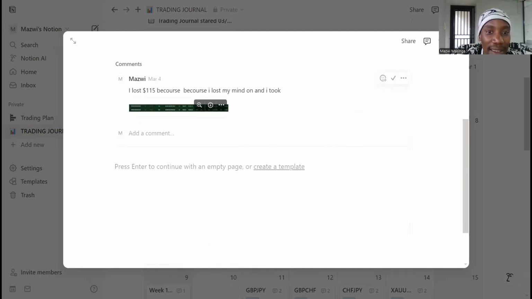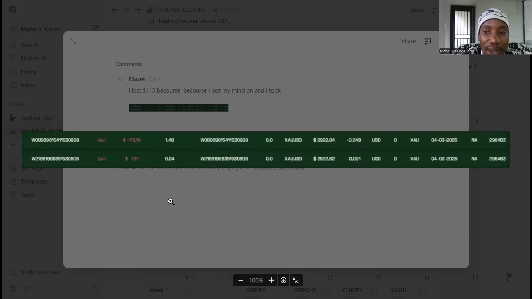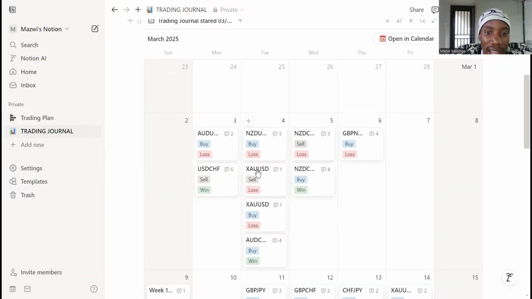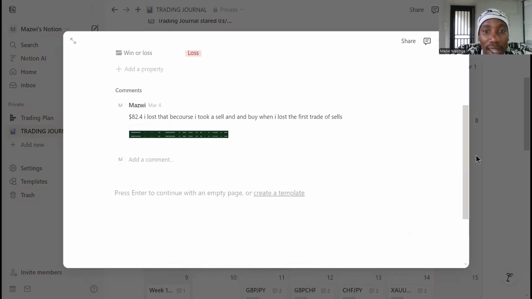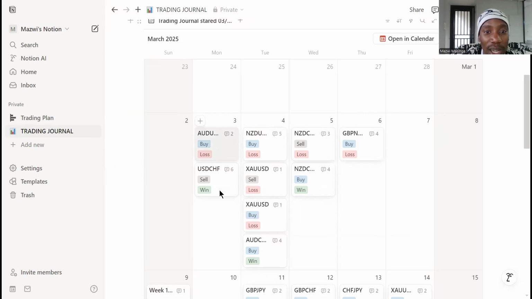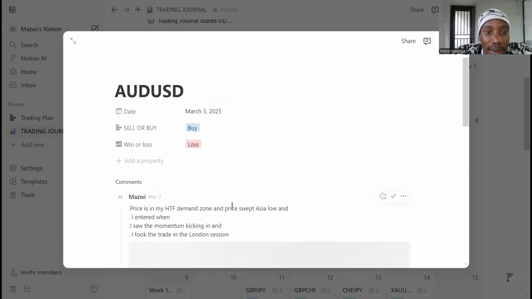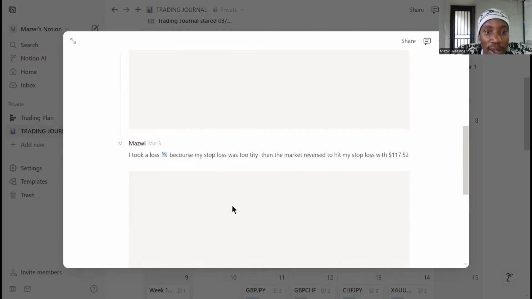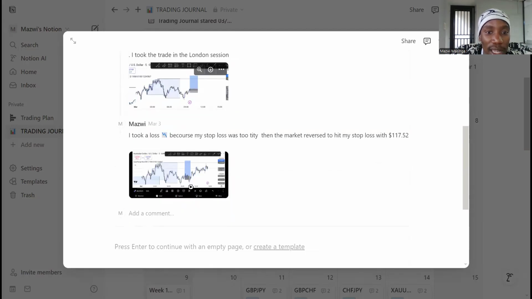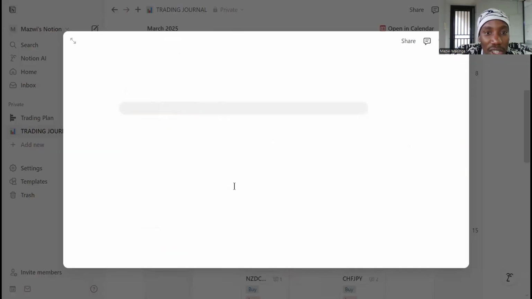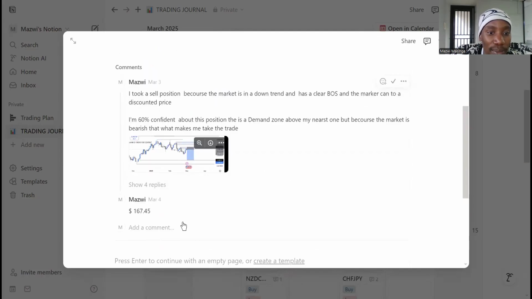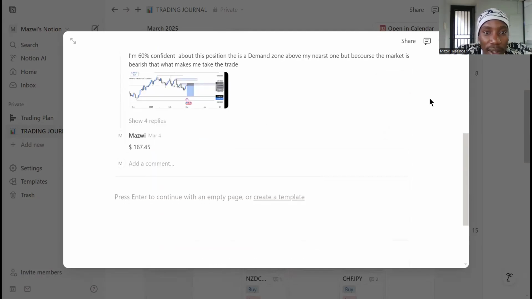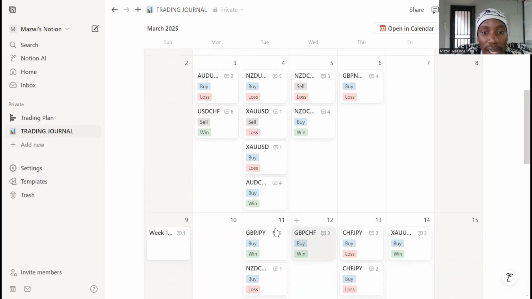And gold, I didn't have that much. You see, this is the loss that I was showing you. And this is my other gold position. Oh, it was hard, guys. I ain't gonna lie to y'all. As you can see, this is my AUD trade. This was my first trade on AUD. I went up and then it came back to take me out. It is what it is. And then this was my CHF trade that I took, as you can see, and it ended up playing out very well.